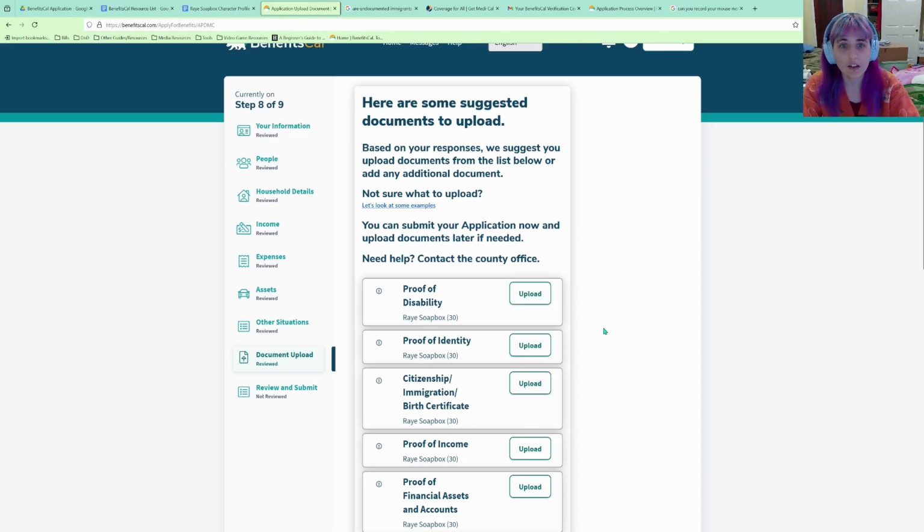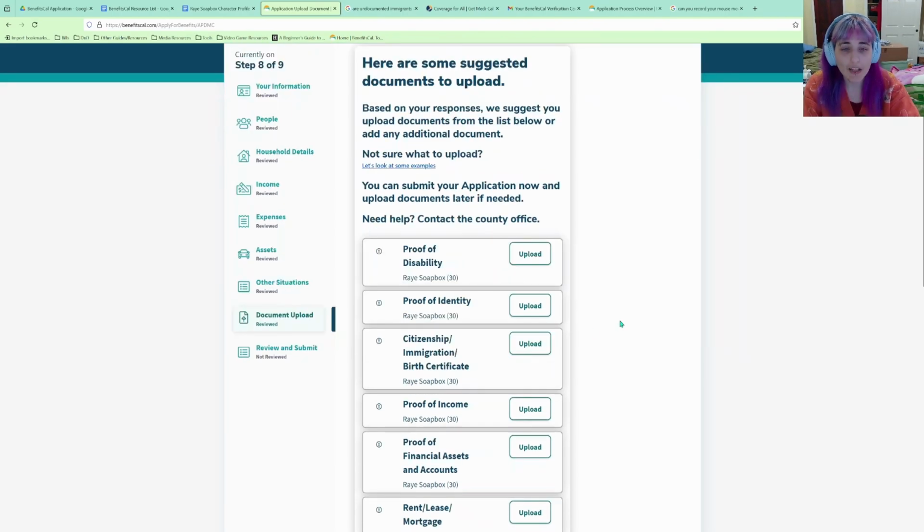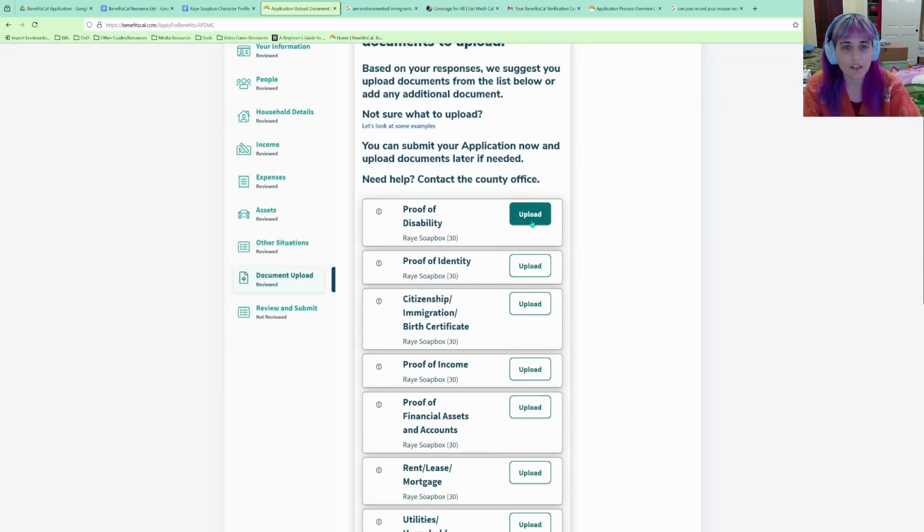Now, I'm not going to be uploading any documents because I'm not going to actually end up submitting this, but this is where you would do it. You basically click upload. It'll take you to your default folder. For a lot of people, that's downloads, and you take it from there.